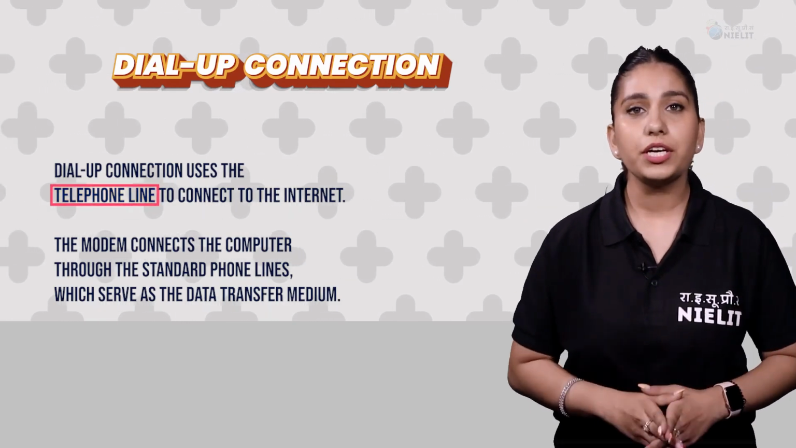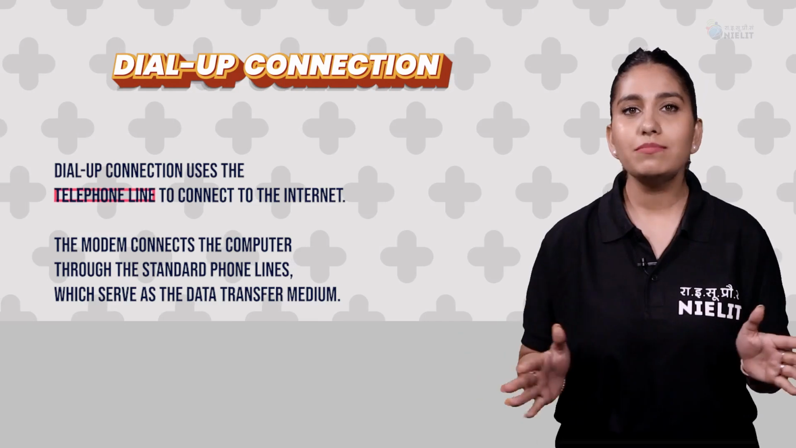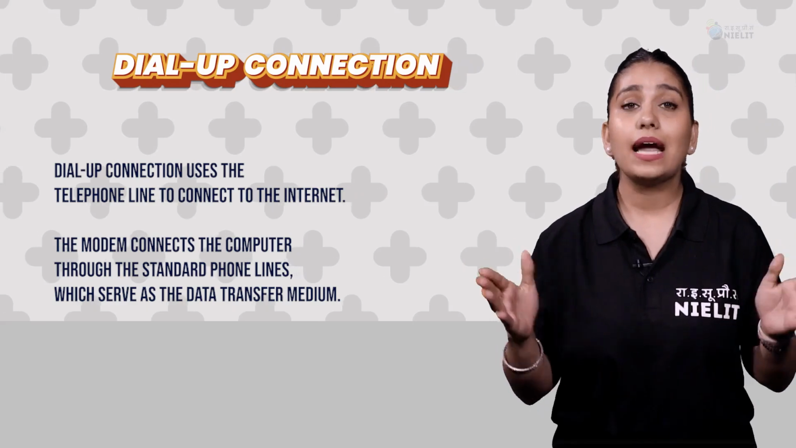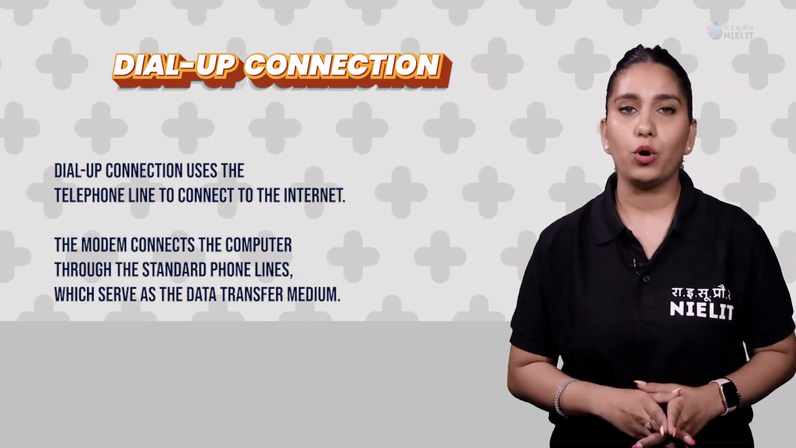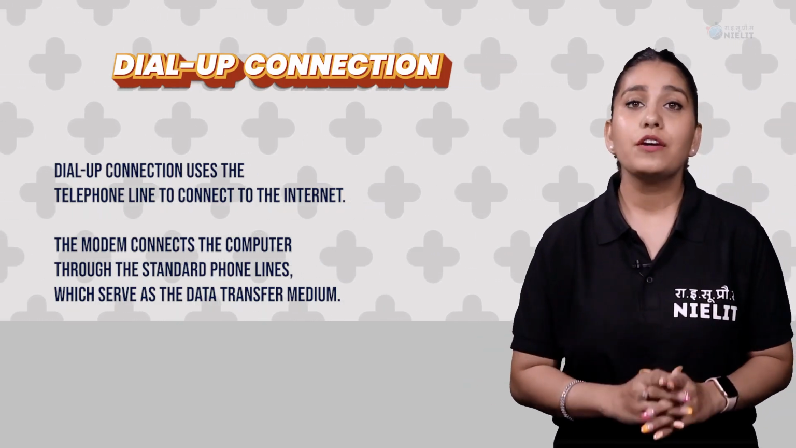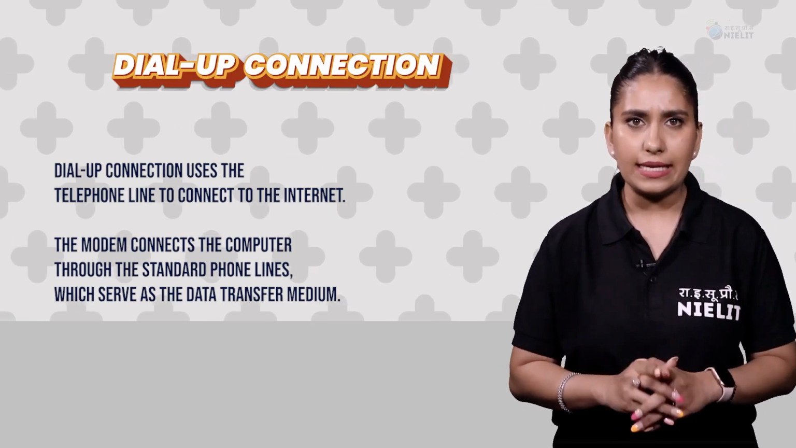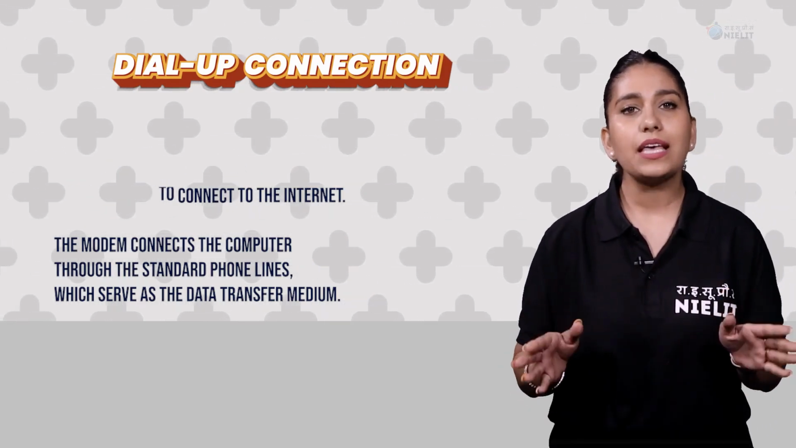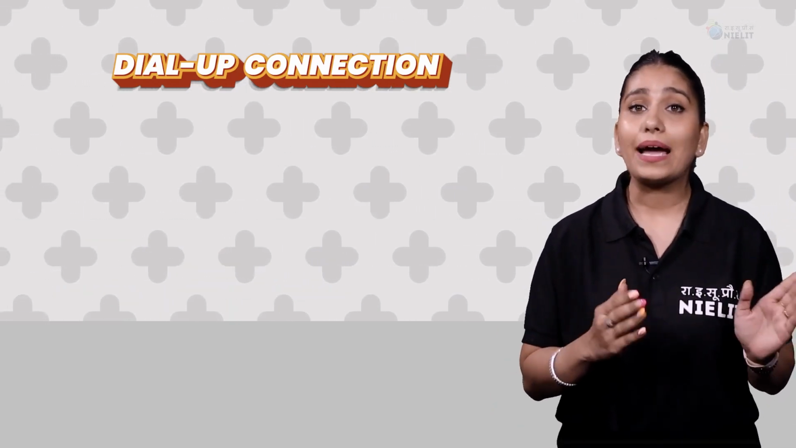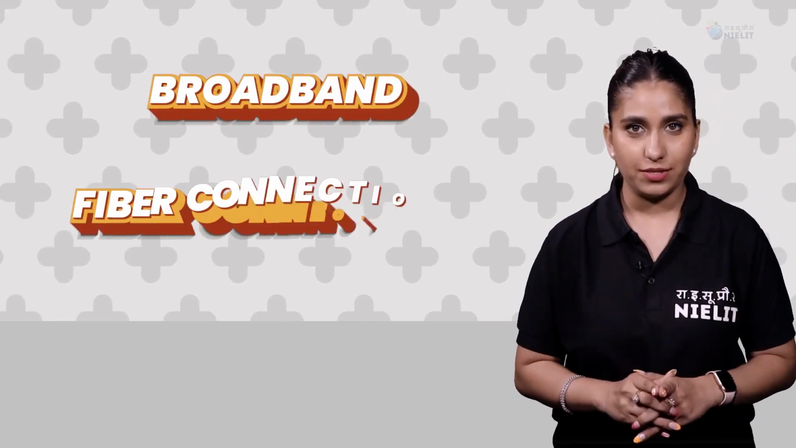When a user initiates a dial-up connection, the modem dials a phone number of an internet service provider, which is the ISP, that is designated to receive dial-up calls. The ISP then establishes the connection, which usually takes about 10 seconds and is accompanied by several beeping and buzzing sounds. This was used back in time and now has been replaced by broadband and fiber connections.